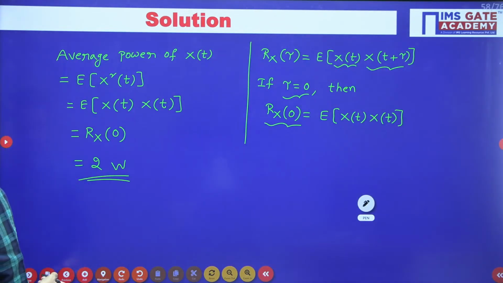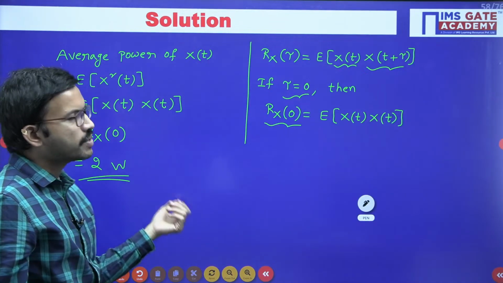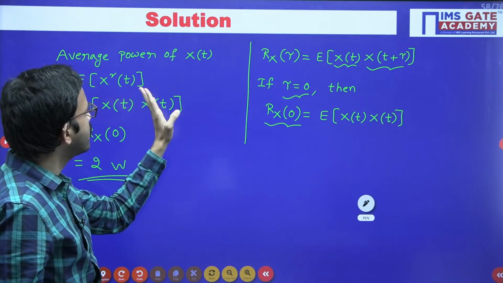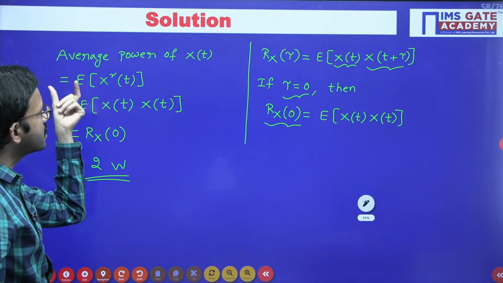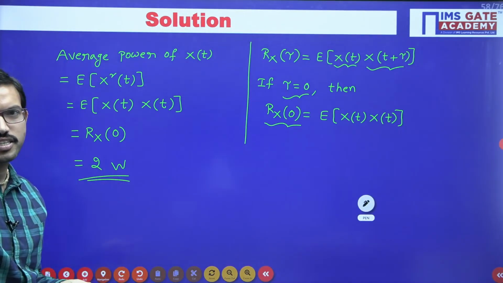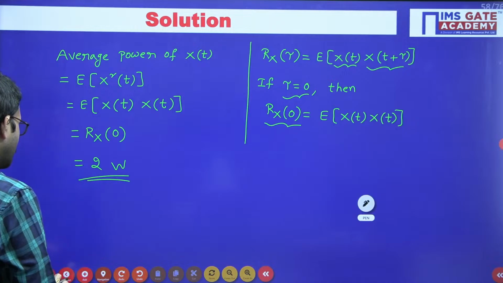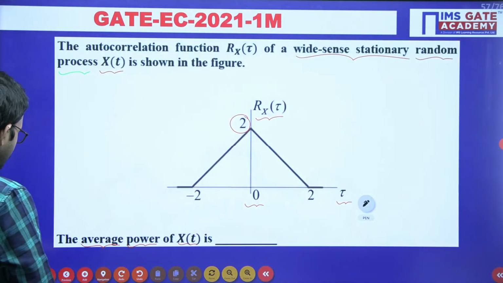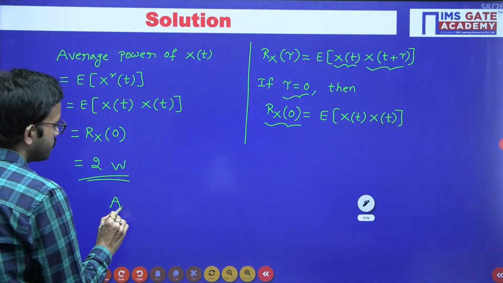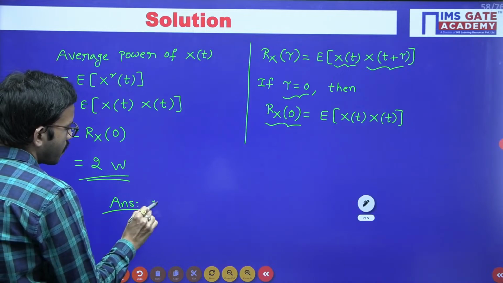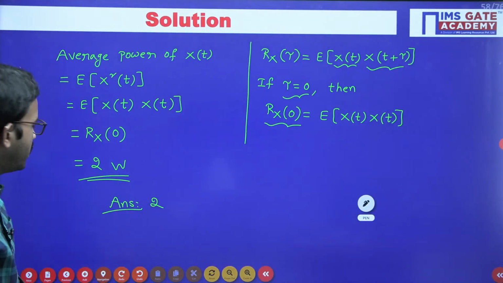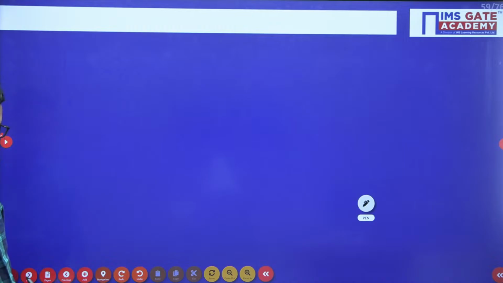Okay, sometimes in the questions they will mention the units, sometimes they won't mention, but whenever you are having power, obviously when they mention average power, the units are watts, right? So the answer for this question is 2. I hope it is clear for everyone, right? So now let us move on to the next question.